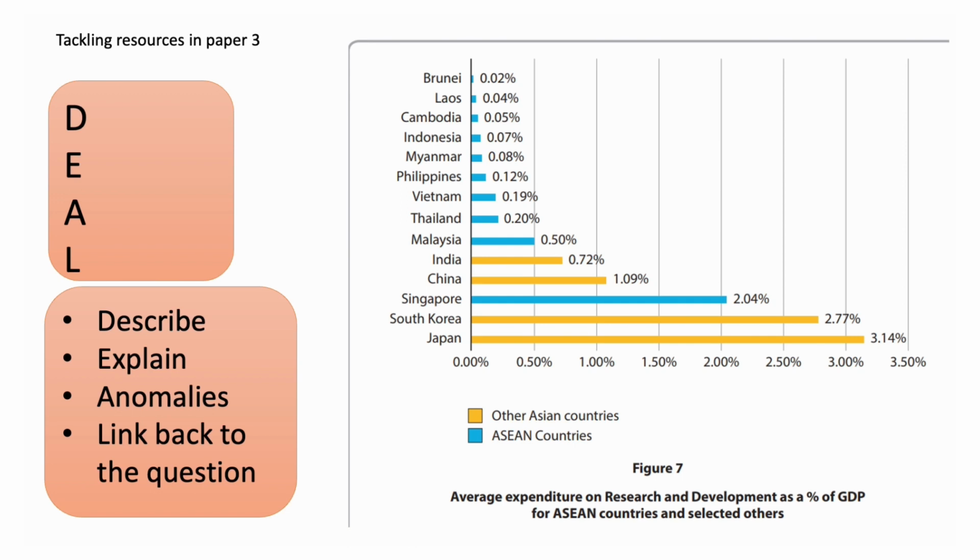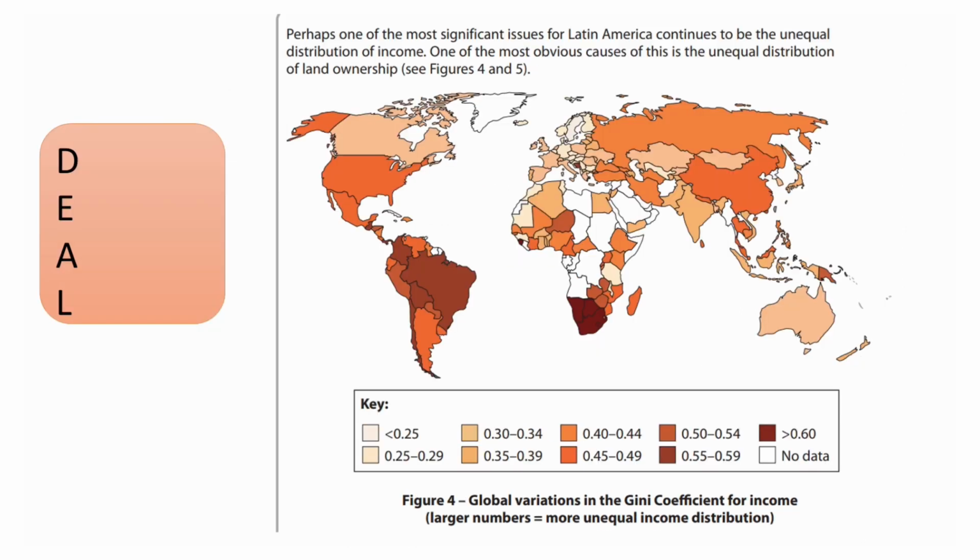So the idea of being given a resource and describing it, explaining it, picking out anomalies and linking it back to the question for low mark tariff questions, and then using them to be able to summarise them in some of the longer answer questions, gives them a focus for what to do. Here you can see it also can be applied to maps as well.